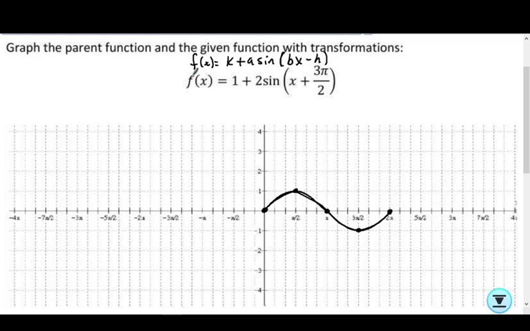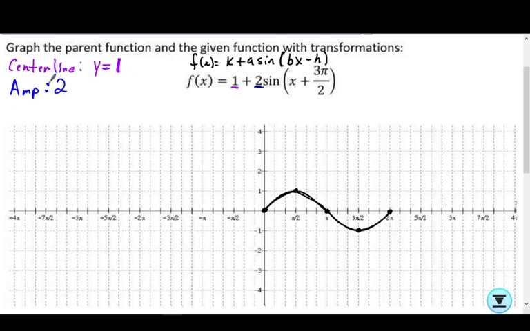So this 1 that's sitting out in front is my k, which also represents my center line. My center line is at y equals 1, telling me that there's been a vertical shift up 1. This 2 right here is my new amplitude. My new amplitude is 2, which represents a vertical stretch by a factor of 2, which means my maximum and minimum values are going to be stretched to 2 away from my center line.